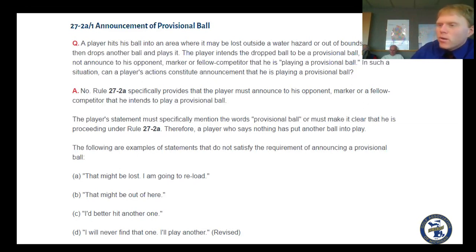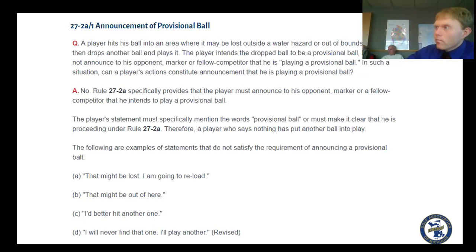And another way to get around saying provisional ball or saying that I'm going to proceed under Rule 27-2 is this, and like you said, Richard, a lot of times players don't know that they have to say it. If you're on a tee and you see a player getting ready to hit a second ball and they don't say provisional, you can ask them, are you hitting a provisional? If they answer yes, that satisfies the condition that they played a provisional. So you can always step in there and save the day, so to speak.